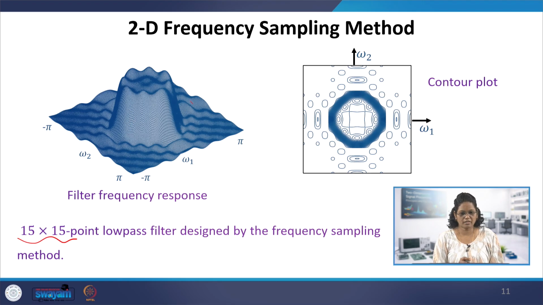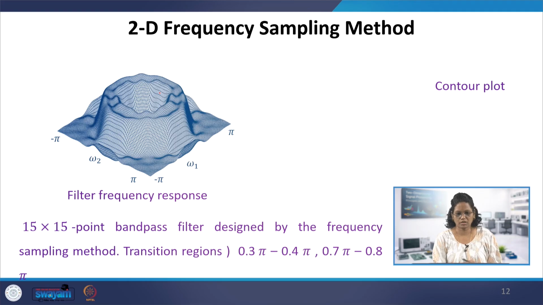The transition band can be varied further also, or we can remove the resonators which are not required, or we can adjust this passband to either widen it or shrink it. We can do that as well. But the one which is used here is the 15 by 15 point grid.